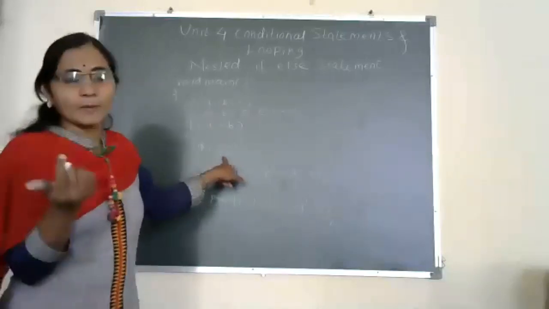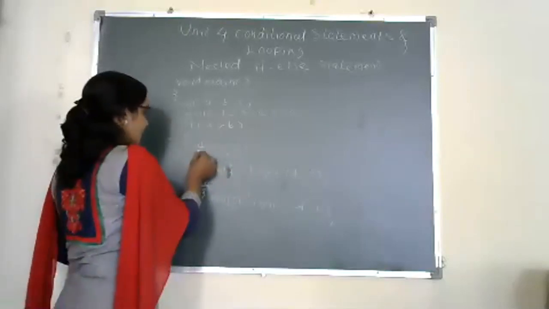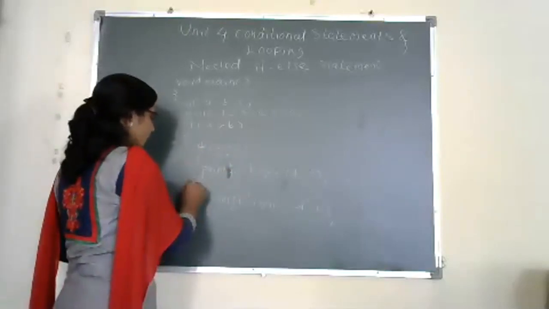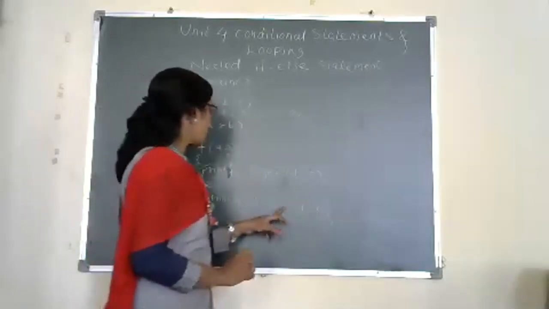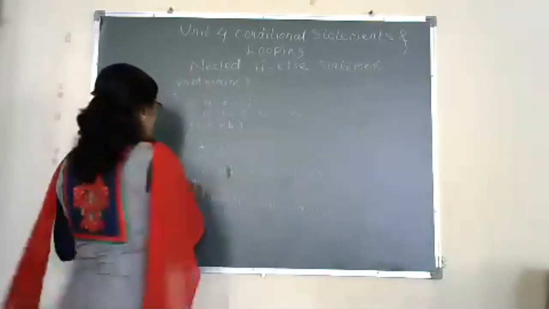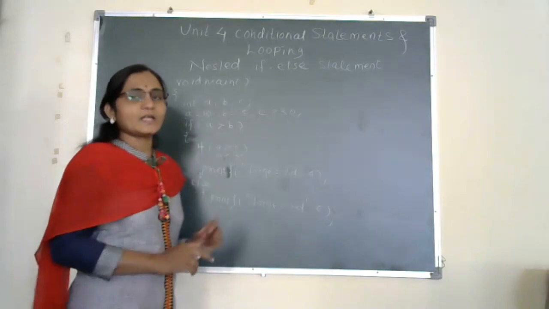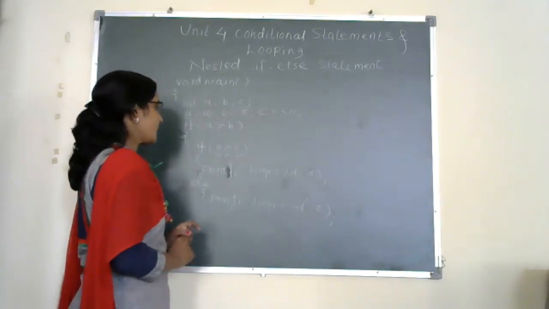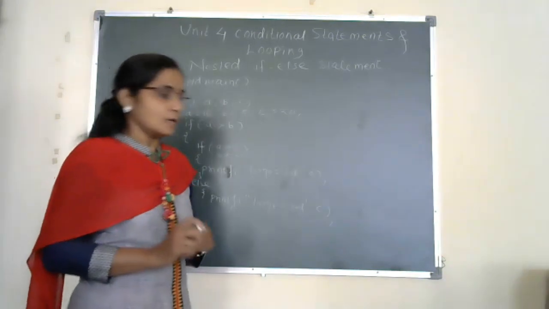Is 10 greater than 20? No. So it directly jumps to the else part and displays the value of large equal to what? C, which means 20. So this is your complete inner if-else statement. After that, one condition is remaining, that is, you have to check whether B is greater than C or not.